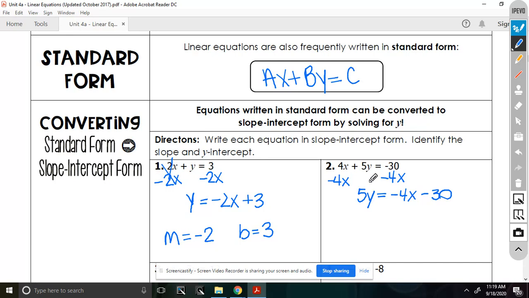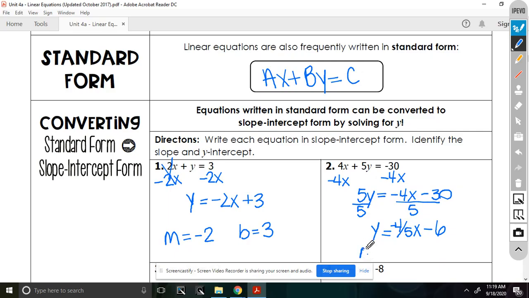So if we notice, I still have a 5 in front of my y. My y is not completely by itself. And I know that when it's a coefficient, it's multiplication. So in order to get rid of multiplication, I'm going to divide that by 5, and I'm going to divide all of this by 5. It's going to give me an equation of y equals negative 4 over 5x. Because this doesn't simplify, I keep it just the way it is. And I know that negative 30 divided by 5 is negative 6. So my equation is y equals negative 4 over 5x minus 6.